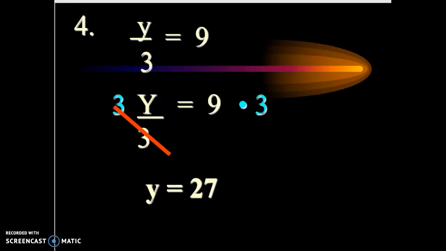You should have multiplied by 3, and the 3's cancel each other out because you have 3 divided by 3, which would be 1. So then you would have 1y or y equals, and then 9 times 3 on the right-hand side would be 27.